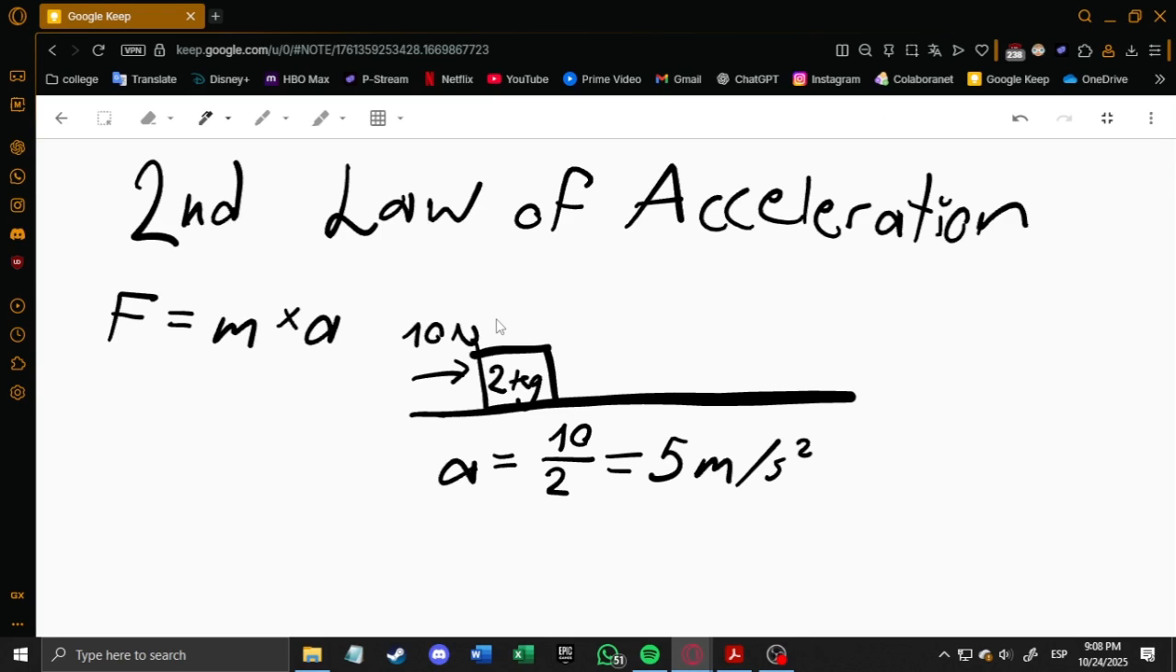This law explains why pushing an empty shopping cart is easier than pushing a full one, because more mass needs more force to accelerate.